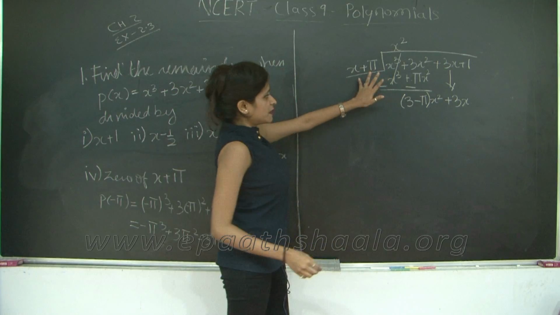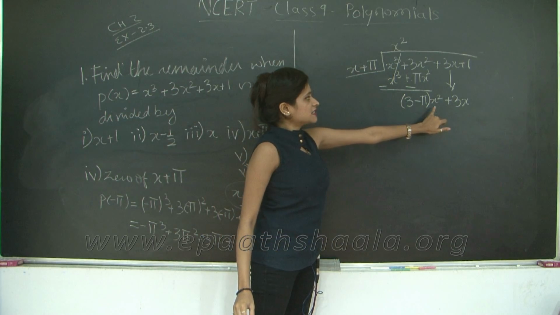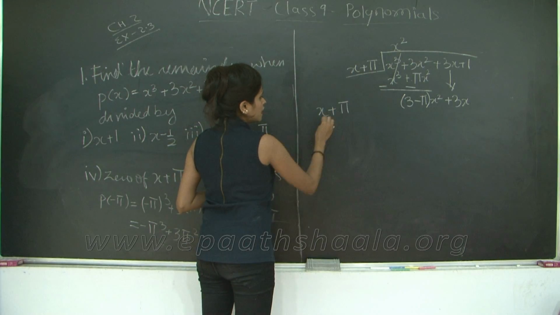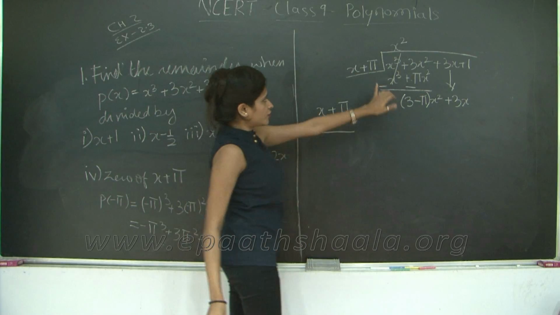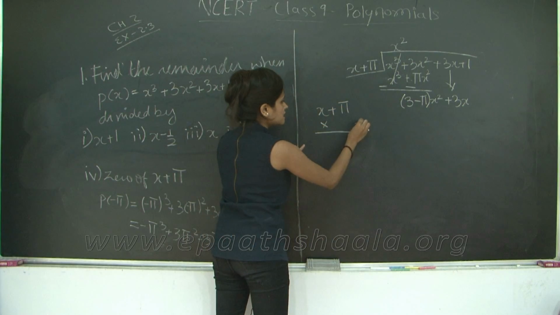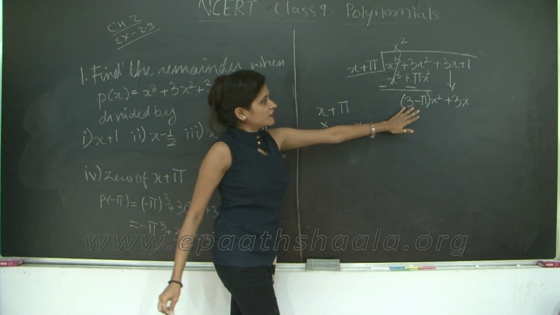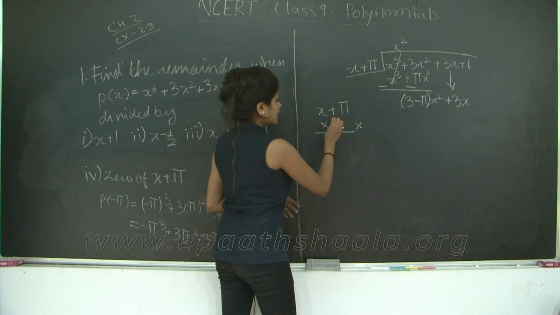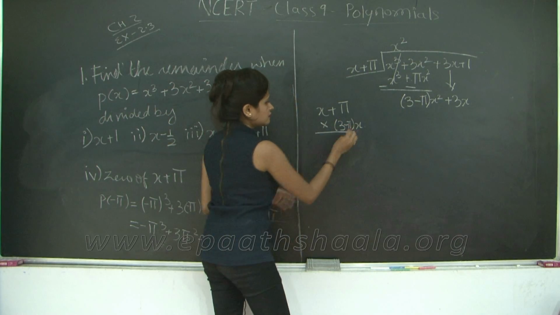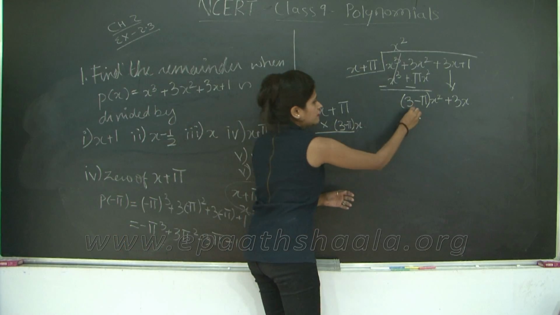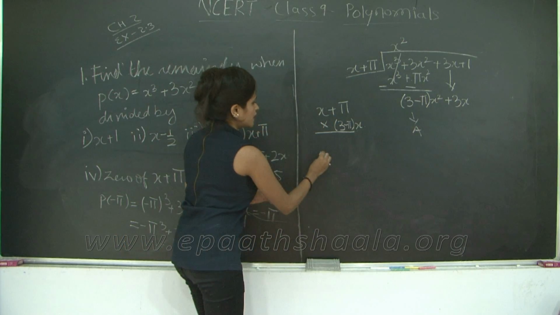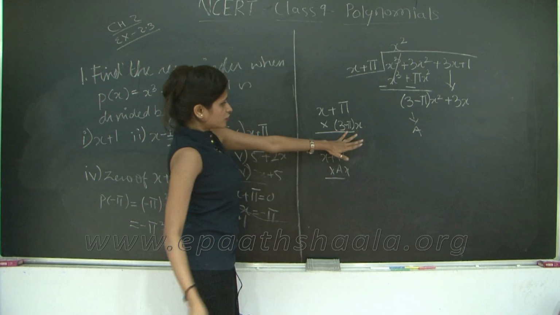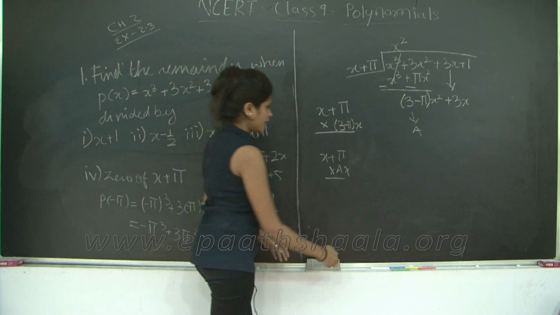So x plus pi into what will give me 3 minus pi x square as my first term? I write x plus pi as it is. Now, into what will give me 3 minus pi x square? First of all, for x square we need to multiply it by x, and the coefficient, let's say 3 minus pi, is a. Okay, so we'll consider 3 minus pi as a. If this would have just been a, we would have written this as x plus pi into ax, correct? So instead of a we are just writing 3 minus pi, simple.